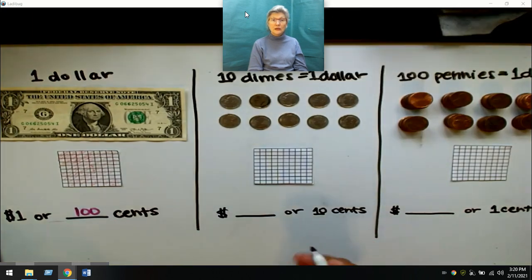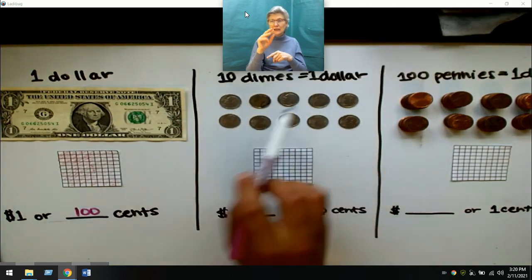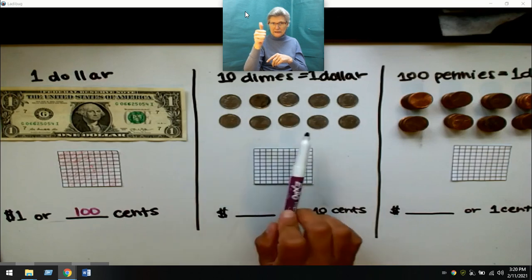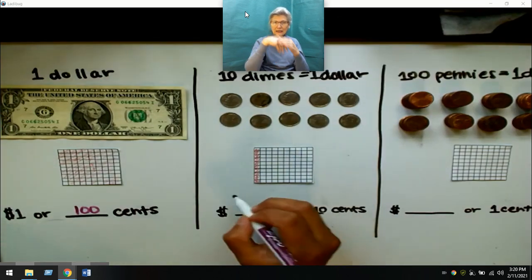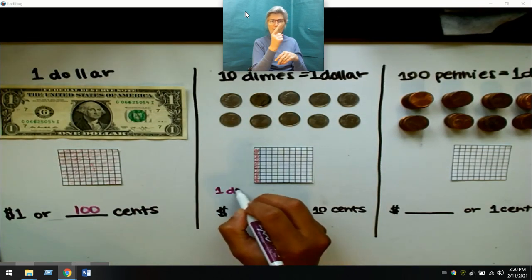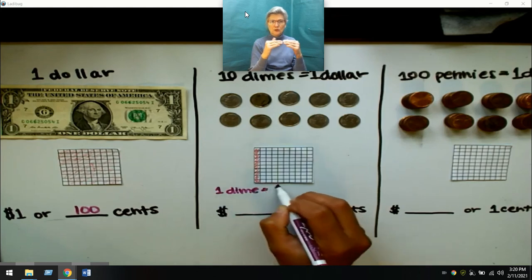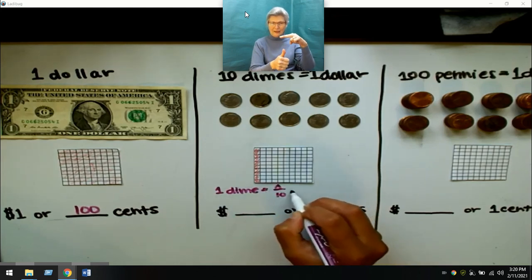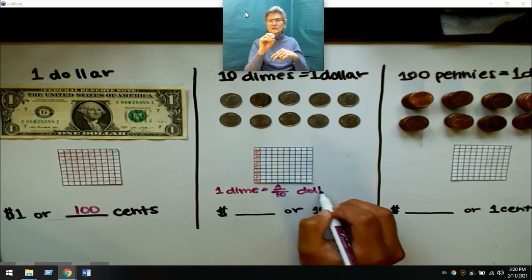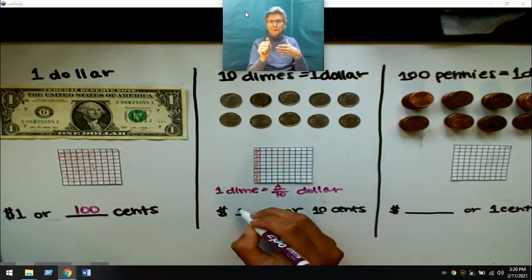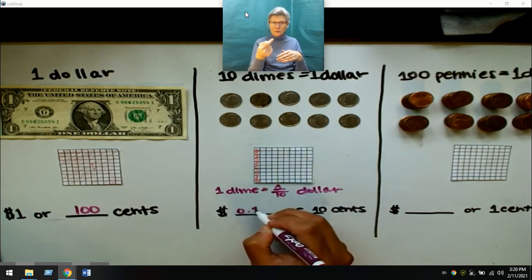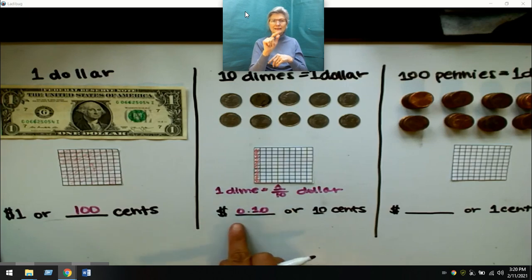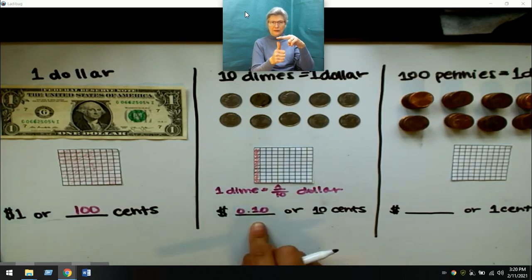As we think about dimes, we know that there are 10 dimes in a dollar, right? So we have our 10 dimes here. So we know that 1 dime is 1/10 of a dollar. So we can write that as 1/10 of a dollar, or 10 cents.